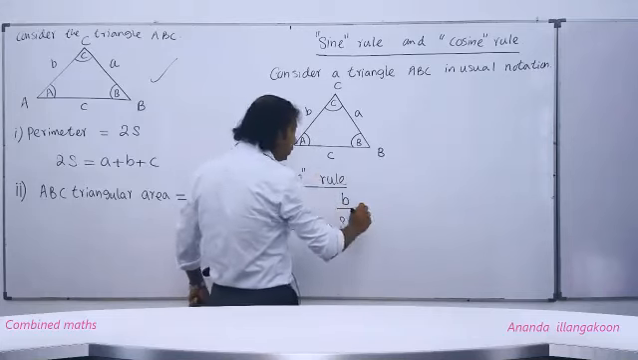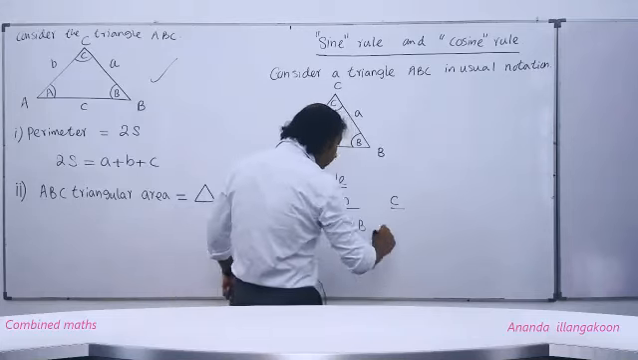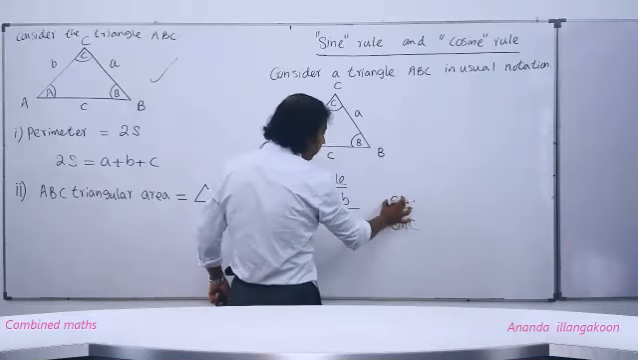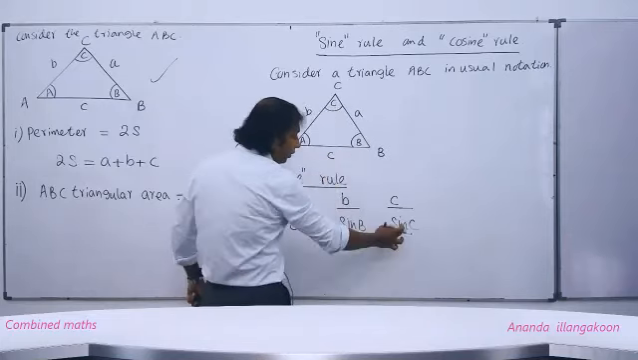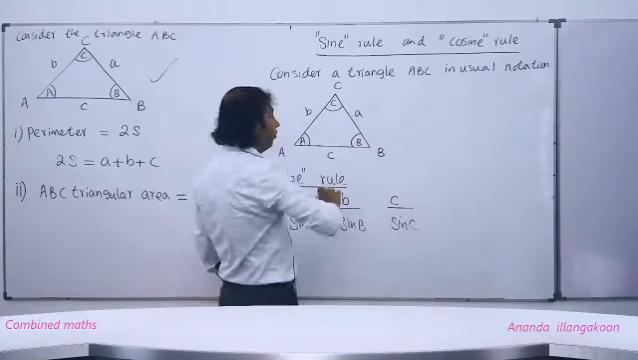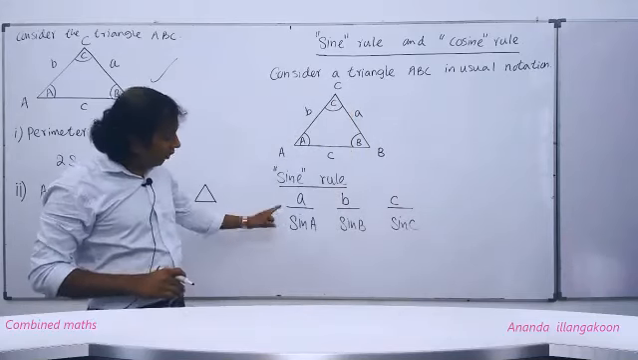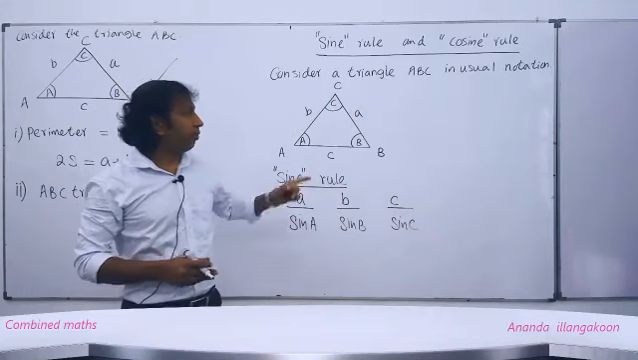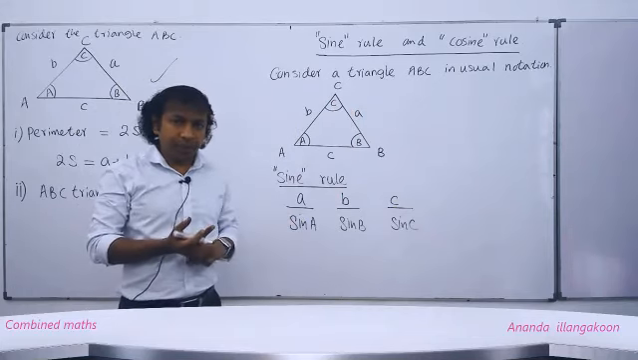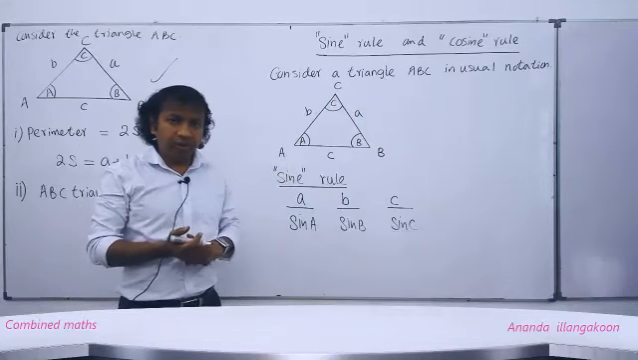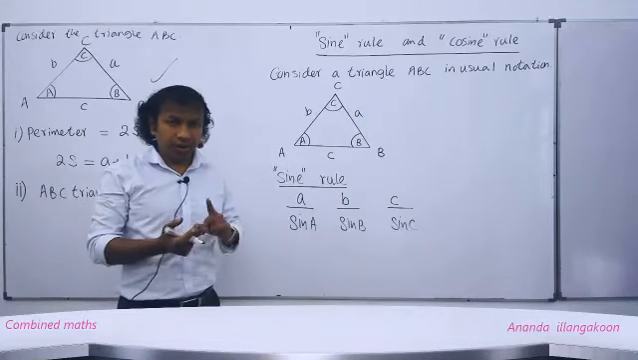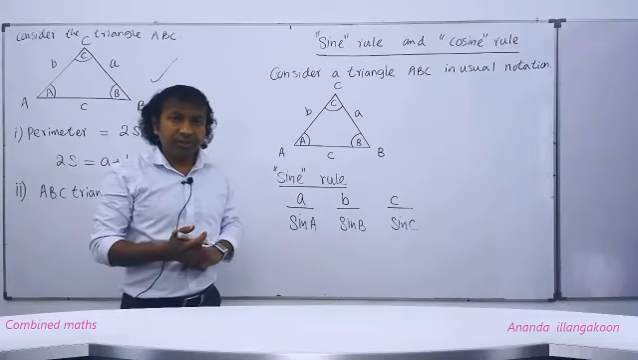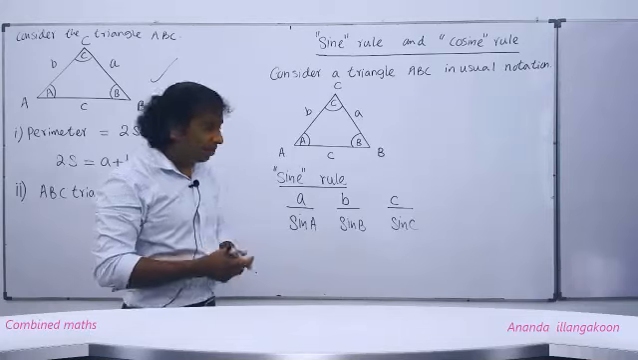And the other side C divided by sine C. This C means the length of the side AB. This C is the angle capital C here. Now people, there are three ratios, no? Whatever the triangle, this can be an acute angle one, obtuse angle one, right angle one, equilateral triangle, isosceles triangle, scalene triangle, whichever the triangle. People, the sine rule states these three are equal.